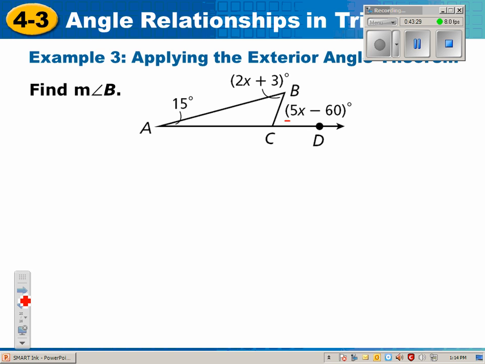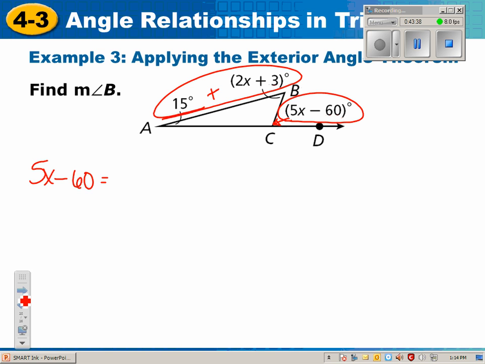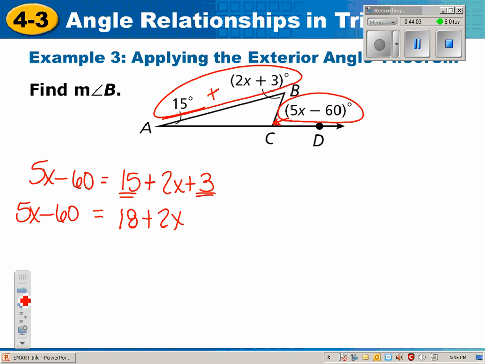Exactly. My exterior angle, BCD, 5x minus 60, should be equal to the sum of the two remote interior angles, 15 plus 2x plus 3. Exterior angle theorem. Now let's solve it. Combine like terms. What do I get on the right? 15 plus 3 is 18, plus 2x, equals 5x minus 60.